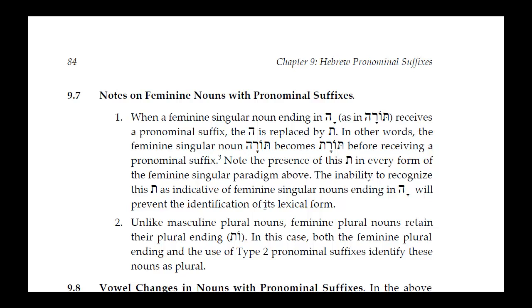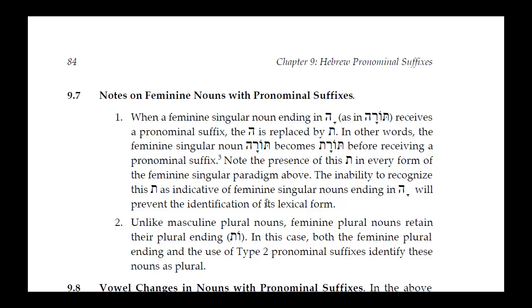So you remember when we talked about feminine nouns, whenever you saw either comments hey or some of the feminine noun endings, like patah tav, shureq tav, hireq yod tav, segol tav, those were indicating that the tav is the indicator that it's feminine. And that's the characteristic here. The hey drops out, the tav takes its place.